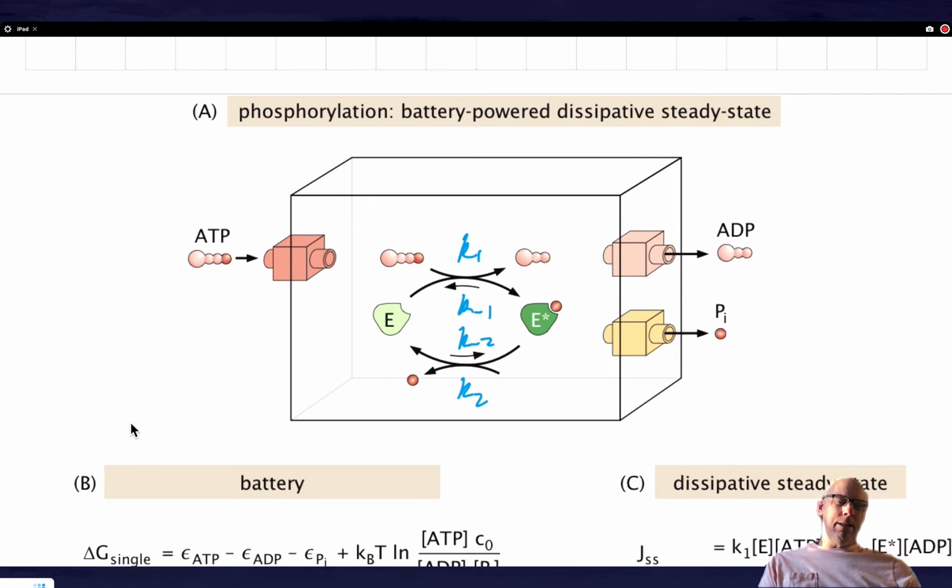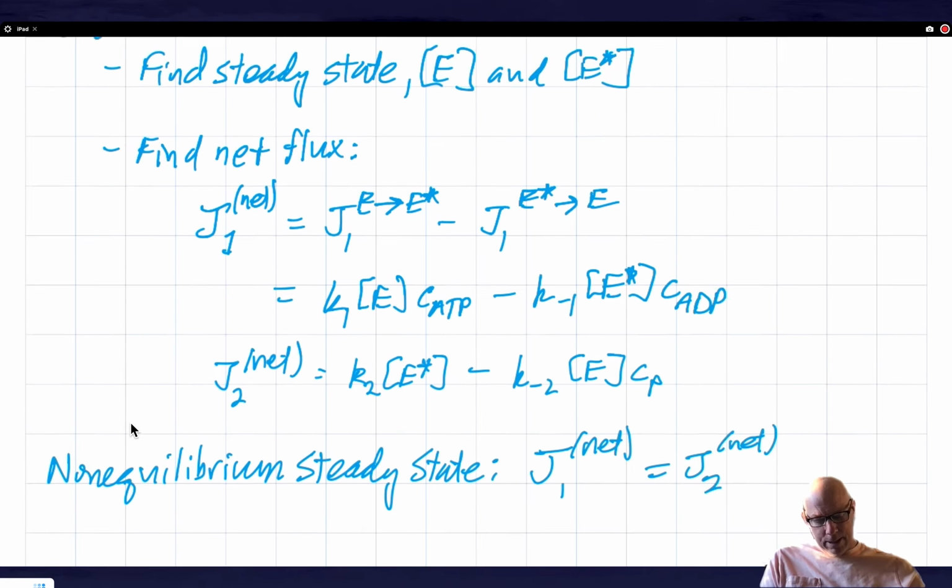It's in steady state, meaning that the number of E's and the number of E stars is fixed. But it does not mean that there is no dynamics. There is definitely dynamics. These reactions are running back and forth, back and forth all the time. But the net is that there's more flux from E to E star on this pathway and then more flux from E star to E on this other pathway. And they're balanced. So that's what we mean by this non-equilibrium steady state.